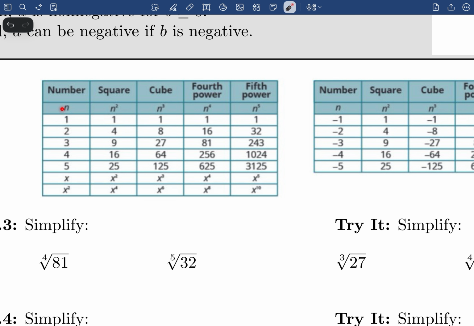We could even take the number and call it x squared. And if we square x squared, that's x to the fourth. And if we cube x squared, that's x to the sixth. And if we raise x squared to the fourth power, that's x to the eighth. And if we raise x squared to the fifth power, that's x to the 10th. Just think of multiplying the square by whatever power you're raising it to.